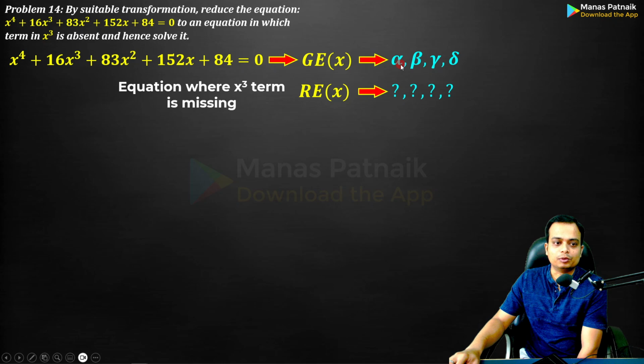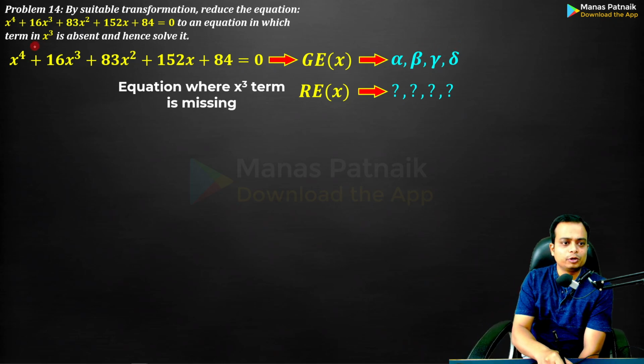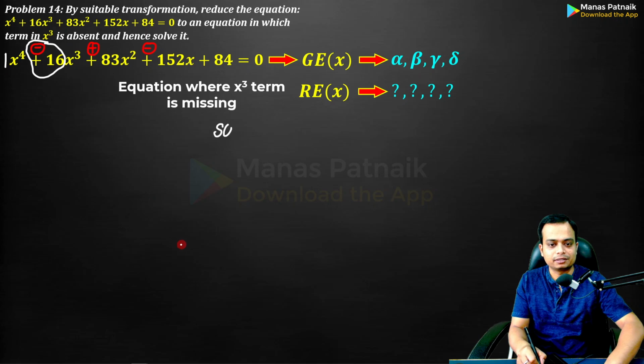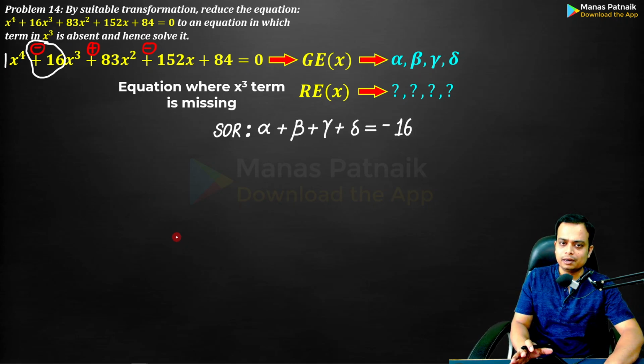We can take the sum of the roots. Alpha plus beta plus gamma plus delta is equal to something. What is it going to be equal to? Sir, negative, positive, negative. Okay. Sum of the roots, by the way, is equal to negative of plus 16 divided by 1. And let me write this. That is minus 16. Done.